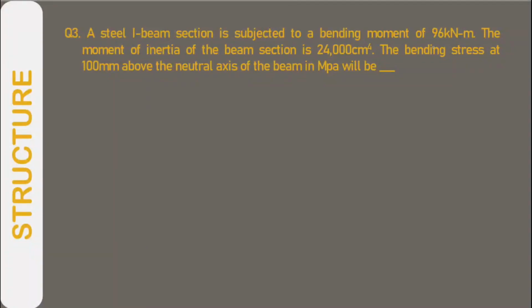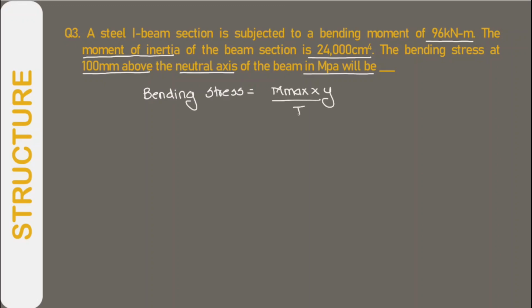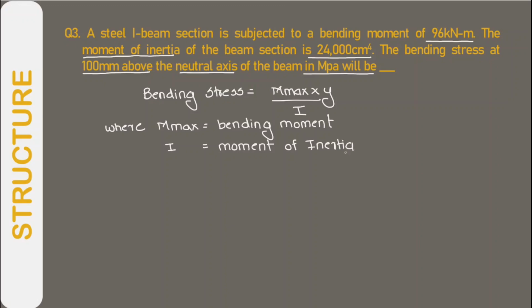A steel I-beam section is subjected to a bending moment of 96 kilonewton meter. The moment of inertia of the beam section is 24,000 centimeter raised to power 4. The bending stress at 100 mm above the neutral axis of the beam in MPa will be? Bending stress is equal to M max into Y by I. So M max is the bending moment, I is the moment of inertia, Y is the distance from the neutral axis.